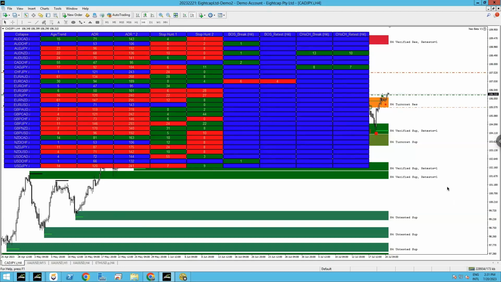Anyway, this is Neo Beta version 1, and today I'm going to be going over any of the questions people have to ask about it, and obviously how I use it myself to trade in its best formats.